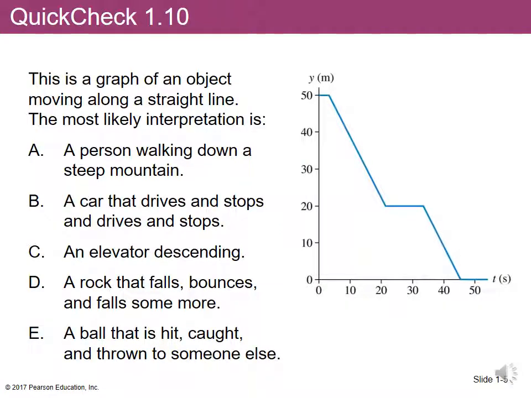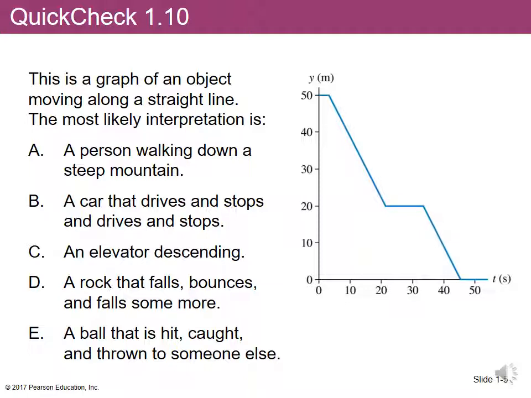See if we can apply that to another question here. So this is a graph of an object moving along a straight line. What do you think could be a possible interpretation? Well, it's tempting to say a person walking down a steep mountain because the graph kind of looks like a mountain, right? But that's not right. Remember that this is not a graph of y versus x position. It's a graph of the y position versus time.